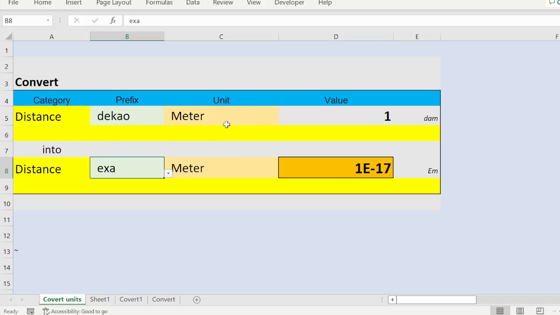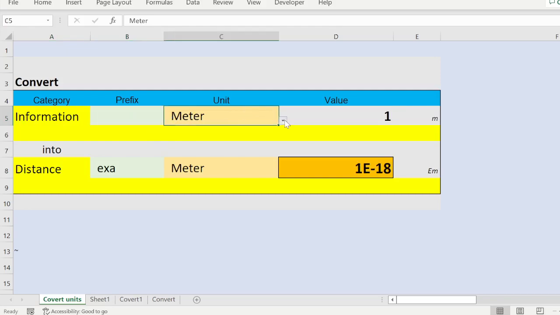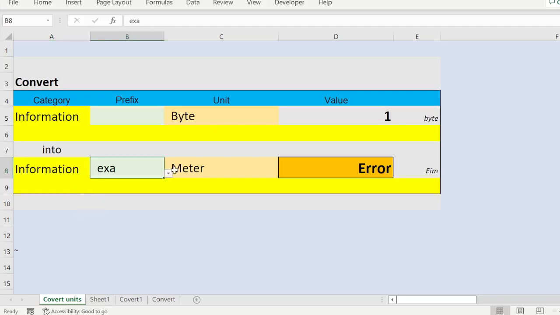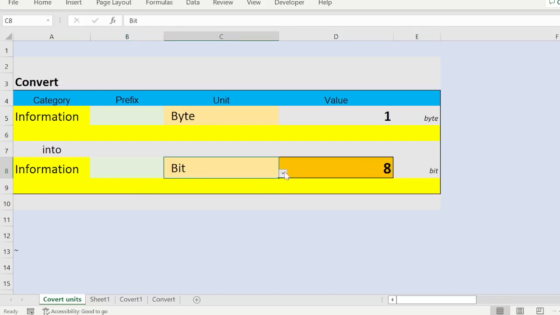Not only just the general unit, you can also have a different unit. Similarly, I will give one more example in the information. In the information part, for the information I have byte. So information of 1 byte is equal to how many bits? Bit is 8 bits. Okay, byte is 1 byte.